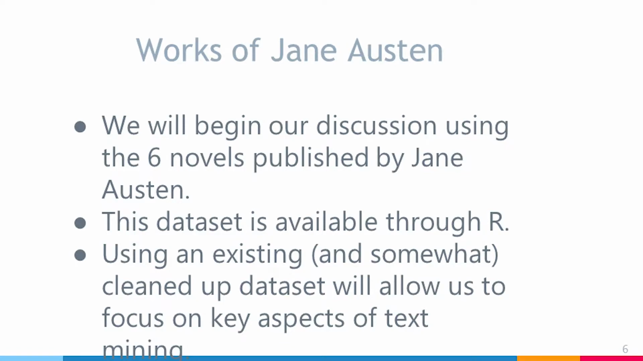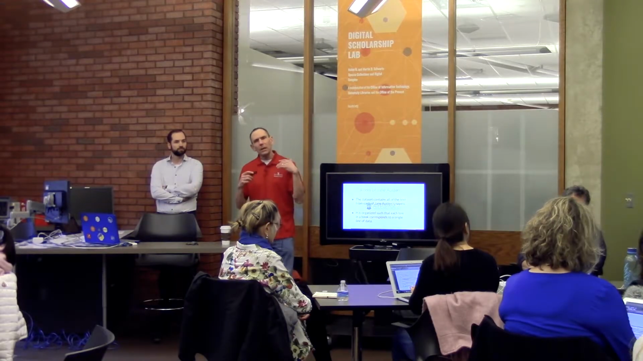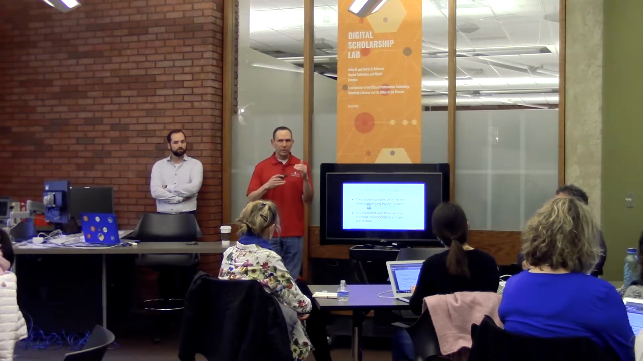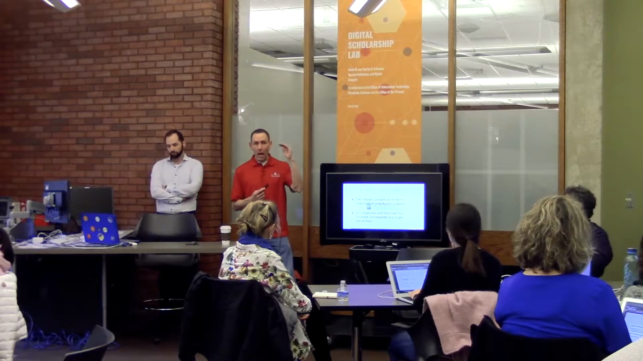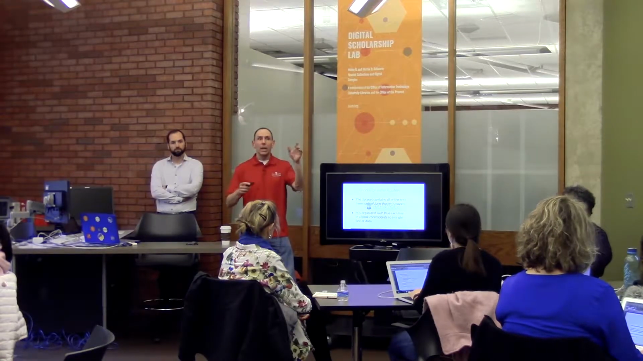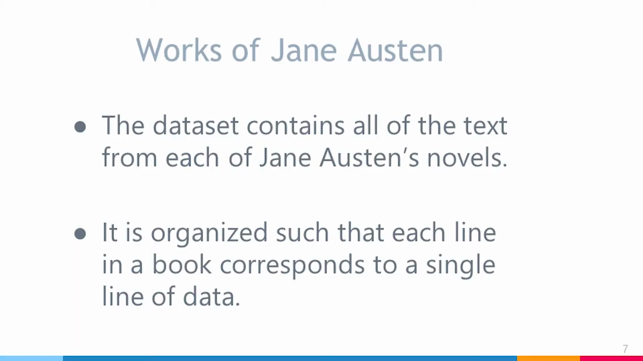So essentially, if you want to think about the data, I'll show you a little tiny snapshot of what the data look like. Essentially, the data are going to be the lines of text from Jane Austen's novels. So if you think about reading a book, each line is going to be a line of data to start with. That's how the data is input. And if you were to look at it, it would look like that.